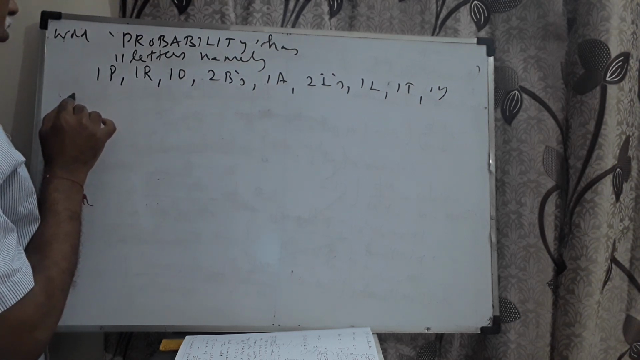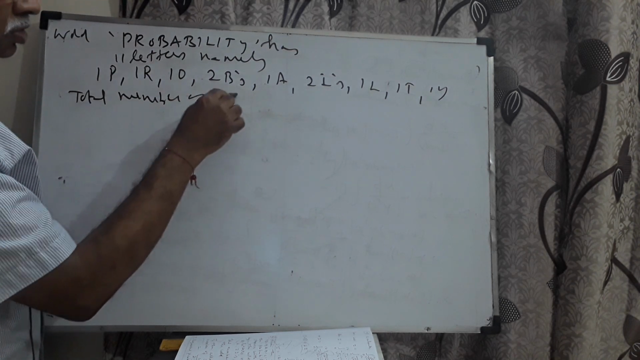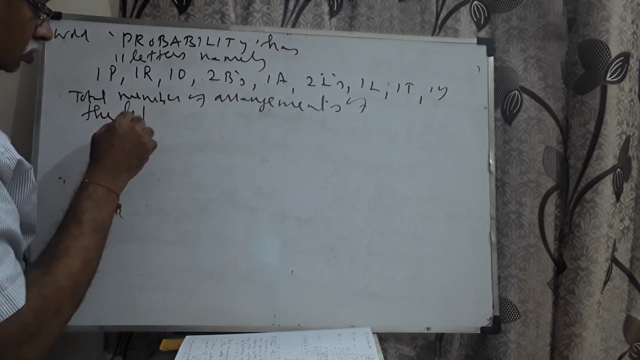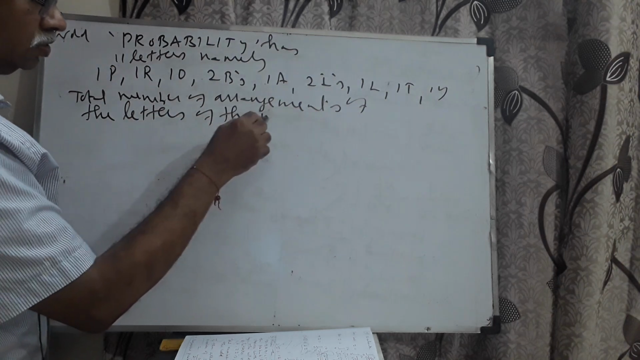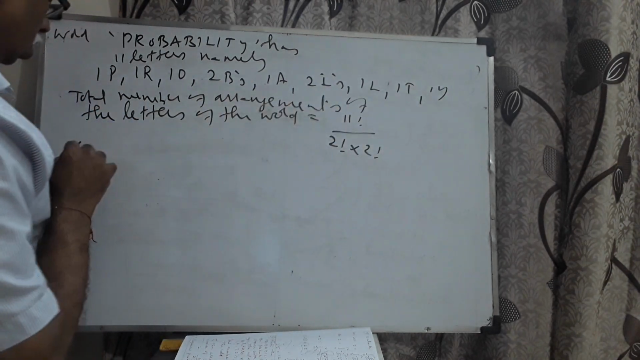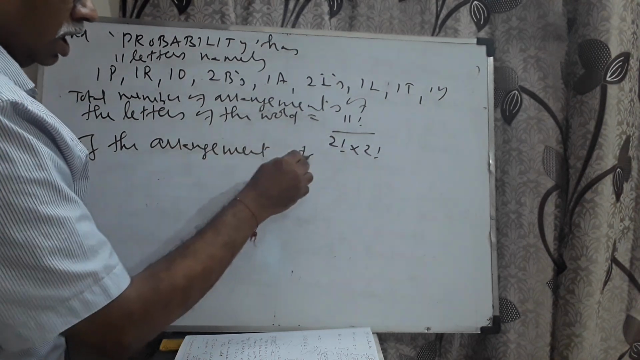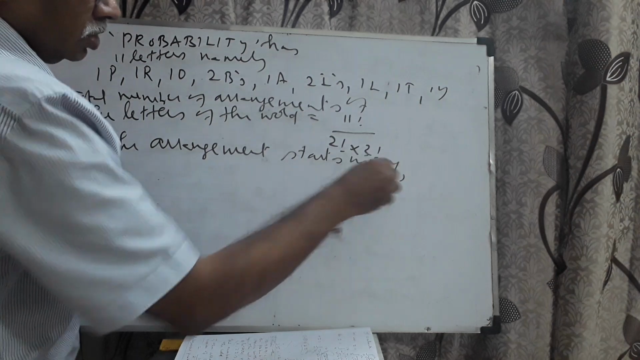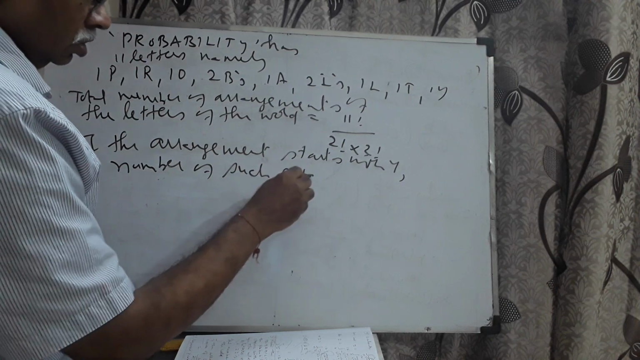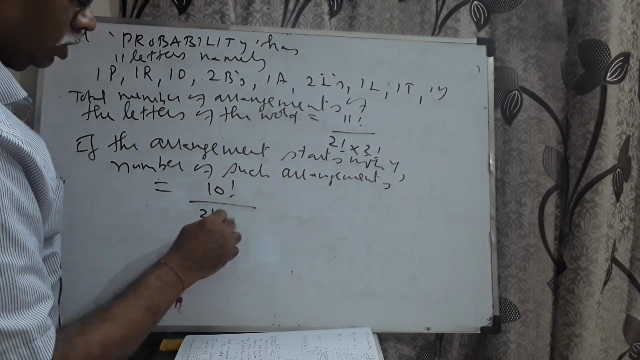Okay, then total number of arrangements of the letters of the word is equal to 11 factorial by 2 factorial into 2 factorial. If the arrangement starts with Y, number of such arrangements will be equal to 10 factorial by 2 factorial into 2 factorial.